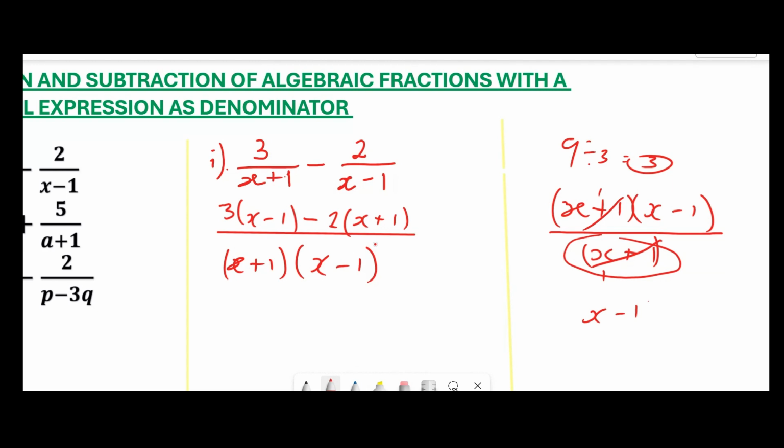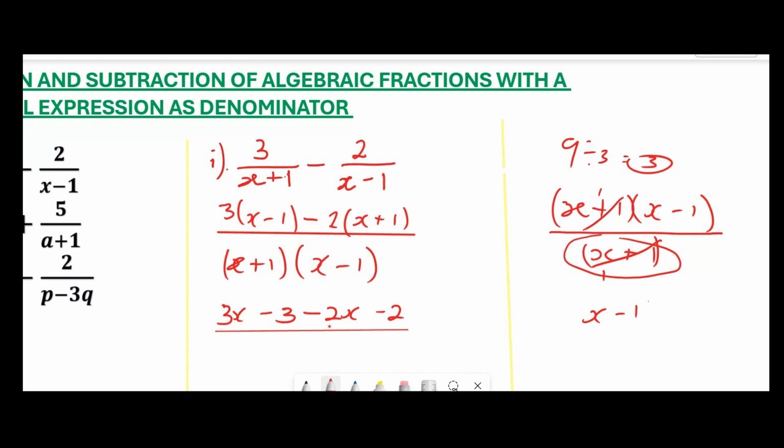So at this point, we just have to simplify. We can remove the brackets, and then that'll be the end. So 3 times x is going to be 3x, and 3 times negative 1 is going to be negative 3. You have to get your signs right. And then we come to the next bracket. Negative 2 times x is going to be negative 2x. Negative 2 times positive 1 is going to be negative 2. Don't forget to bring your denominator. So that's going to be this.